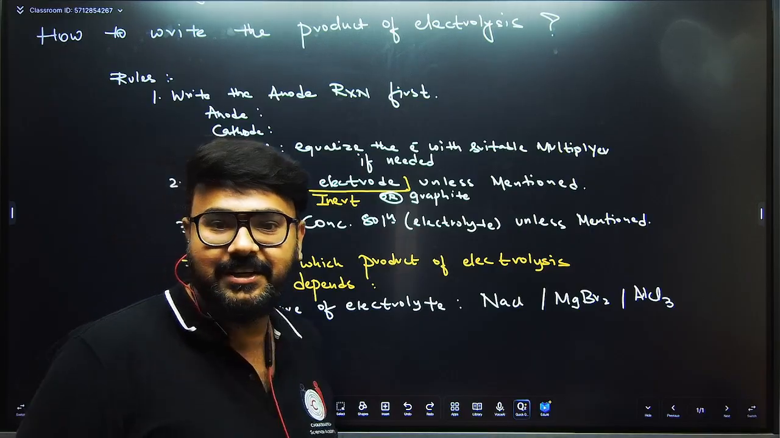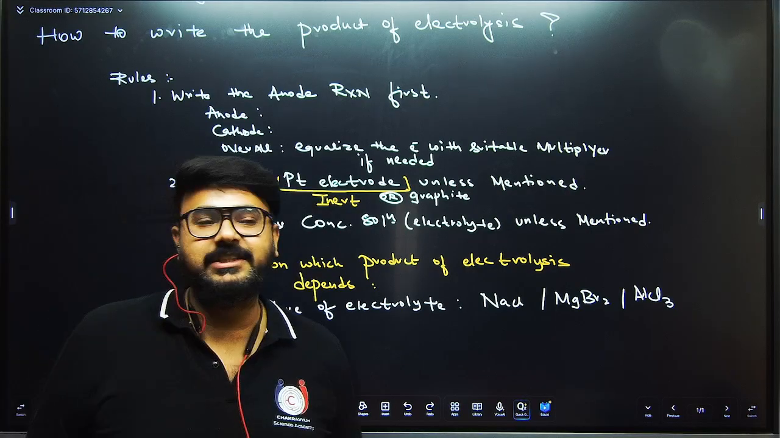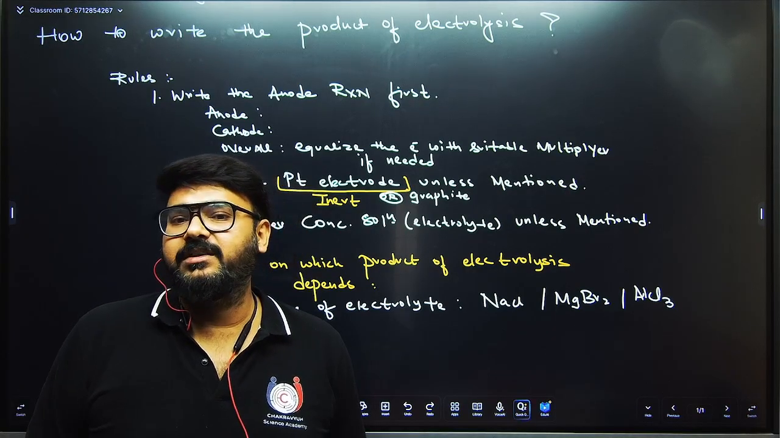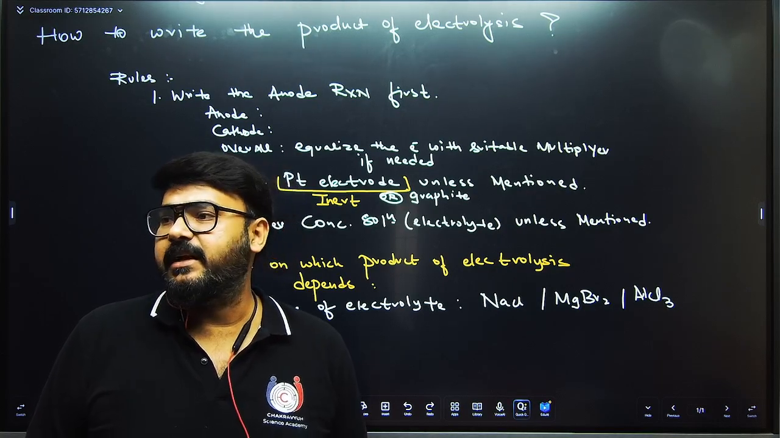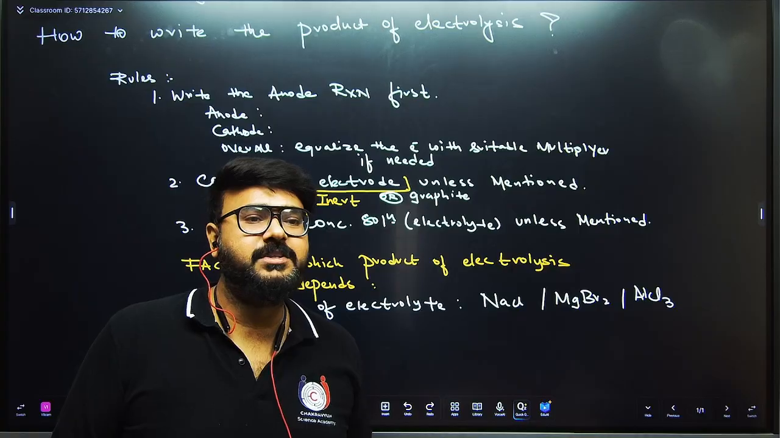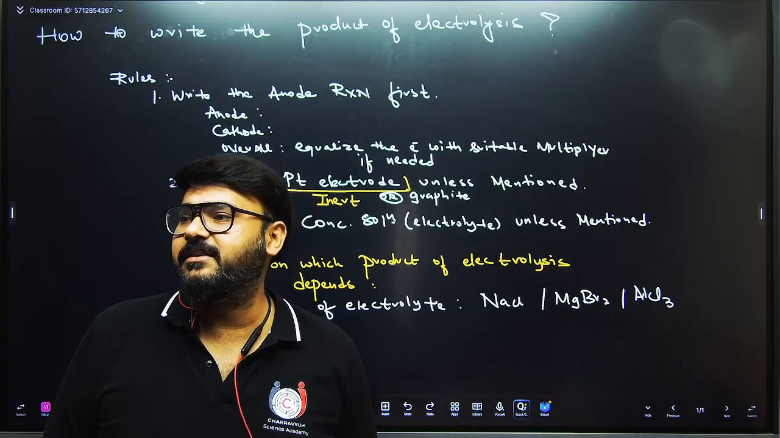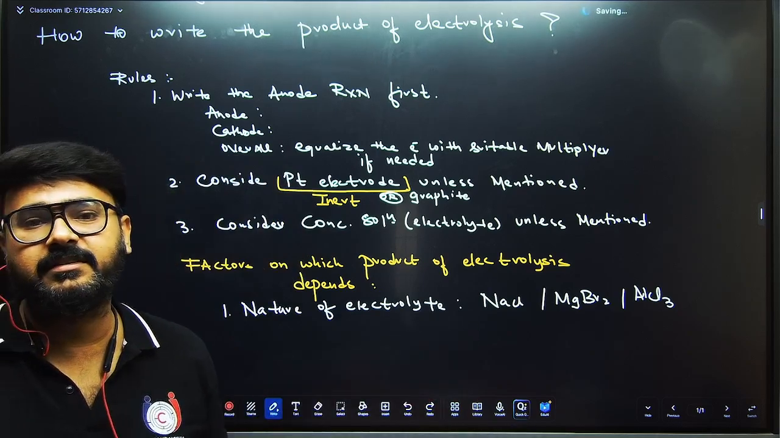Okay, one question out of the box. I mean, it's not completely out of the box. Tell me, out of these three ionic compounds, which has the highest covalent nature? Apply Fajan's rule and quickly tell me the answer.